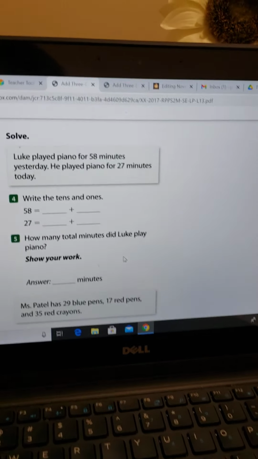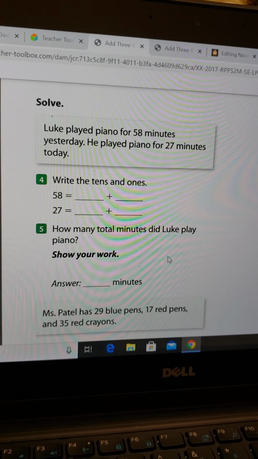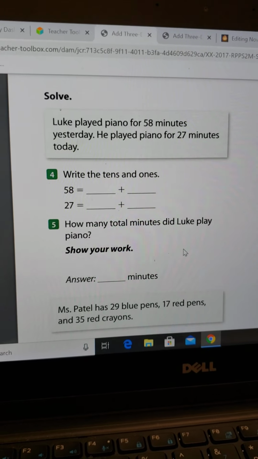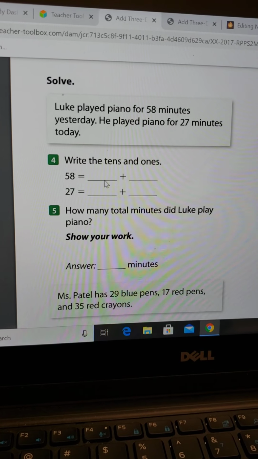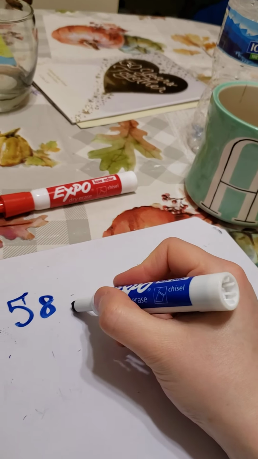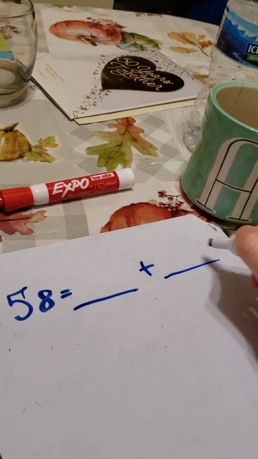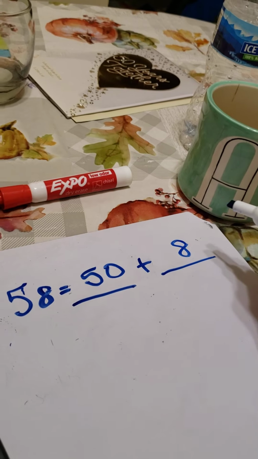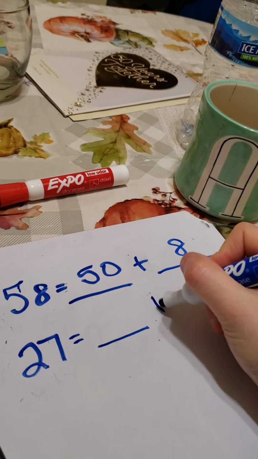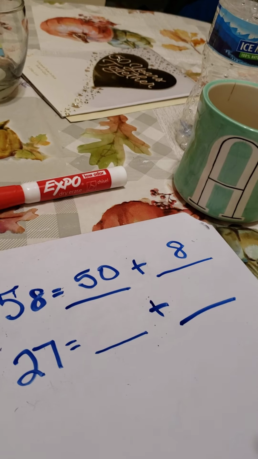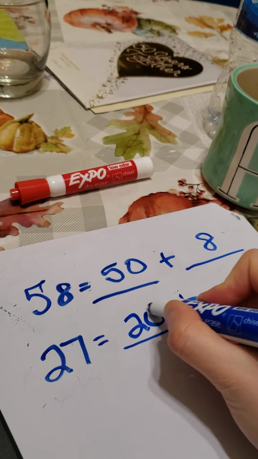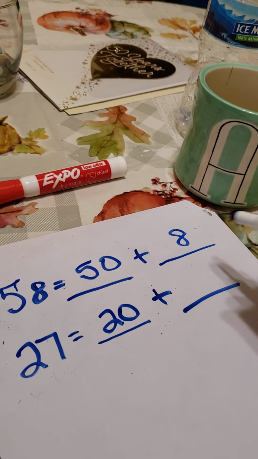So on this next one, it's going to be the same thing that we just did. It says Luke played piano for 58 minutes yesterday. He played piano for 27 minutes today. Write the tens and the ones. So in 58, how many tens plus how many ones? Well, 58, it's the same thing as if I were bubbling. I have 50 plus 8. 27. This is what you're writing in your book, remember. How many tens plus how many ones? How many tens are in 27? 20. How many ones are in 27? I have 7.